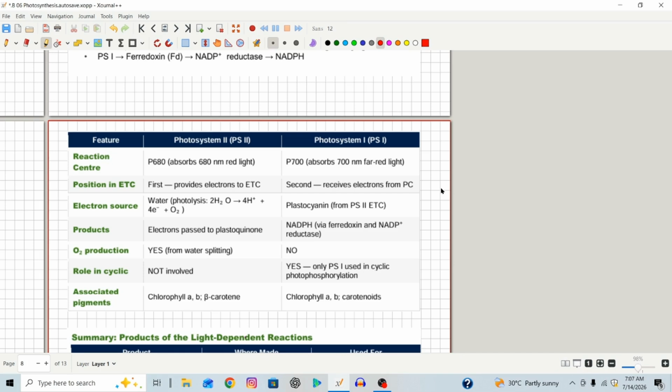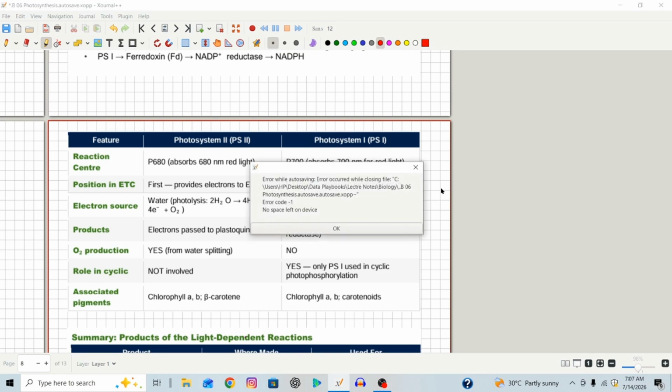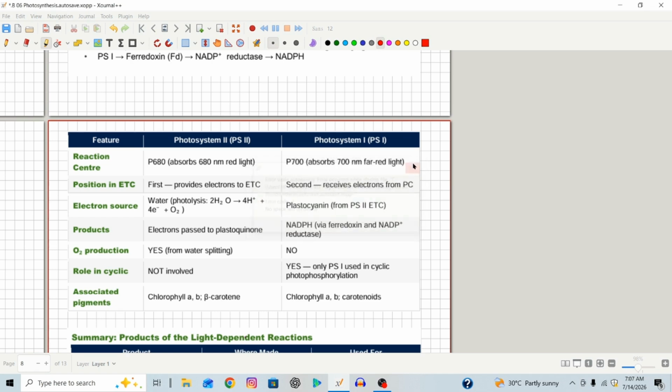About cyclic, photosystem 2 is not involved in cyclic photophosphorylation, while photosystem 1 is involved in cyclic photophosphorylation. If we talk about associated pigments, then chlorophyll A, chlorophyll B, and carotenoids are involved in photosystem 2, and chlorophyll A and B and carotenoids are involved in photosystem 1.